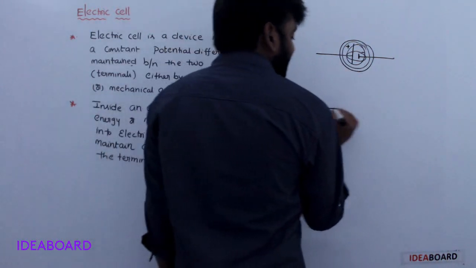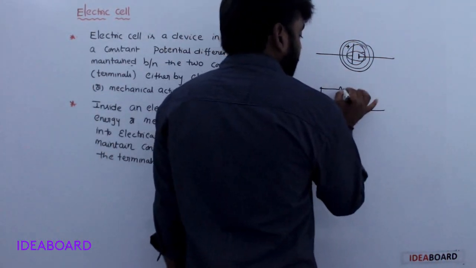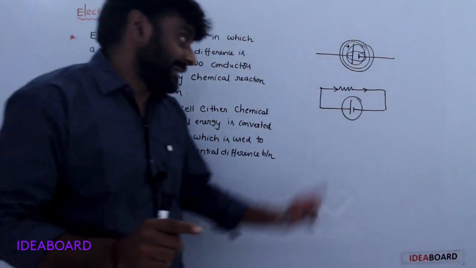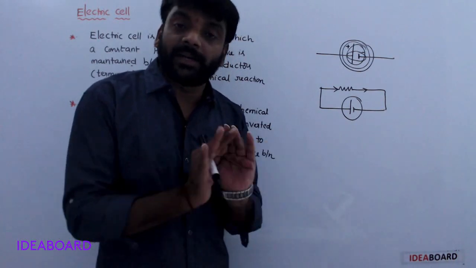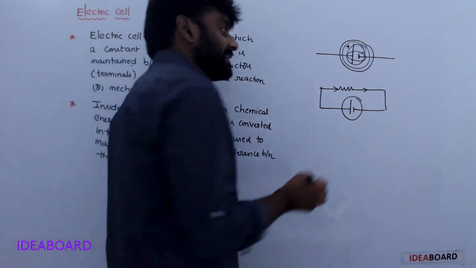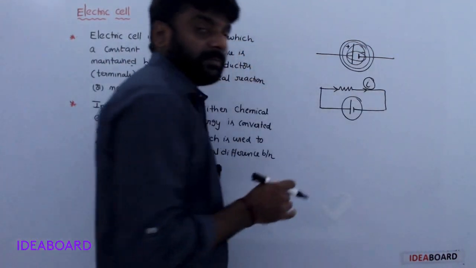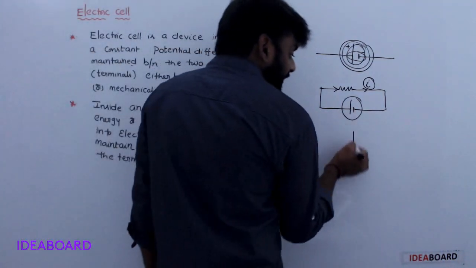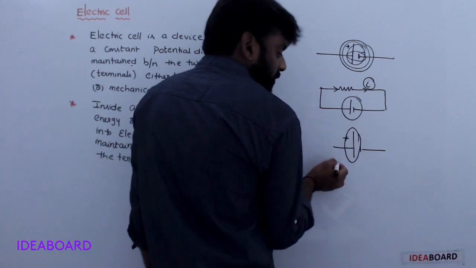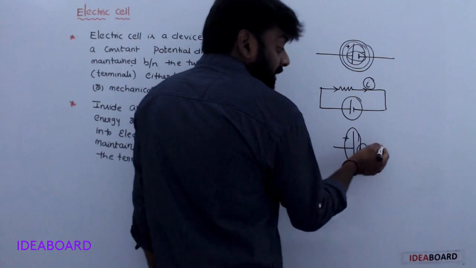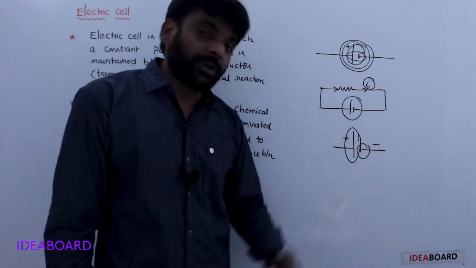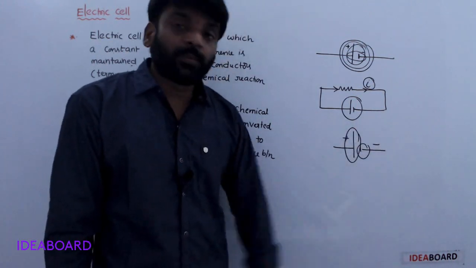Now if it is connected to the external circuit, this cell drives the charge. It drives the charge, it does not produce charge. It only drives charge, due to which current is developed. In these two terminals, higher potential is nothing but positive potential, lower potential is nothing but negative potential. The higher potential conductor is taken as positive, the lower potential conductor is taken as negative, understood?